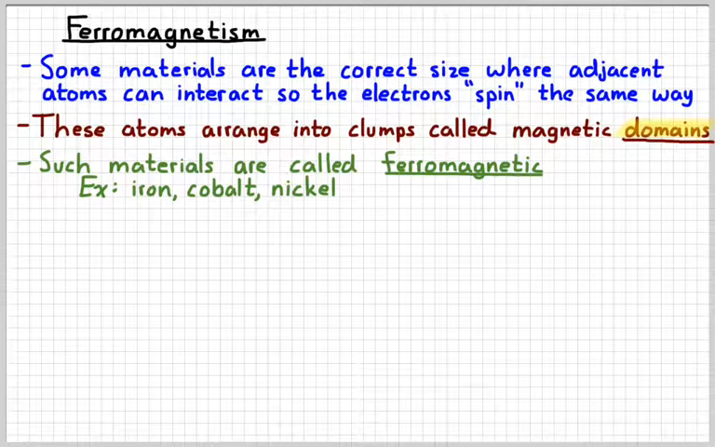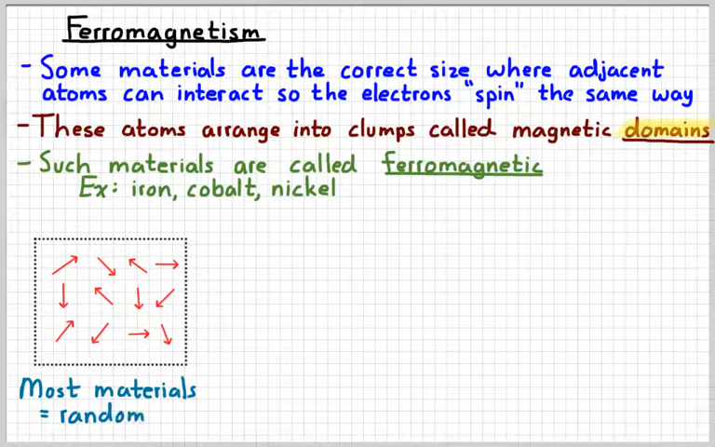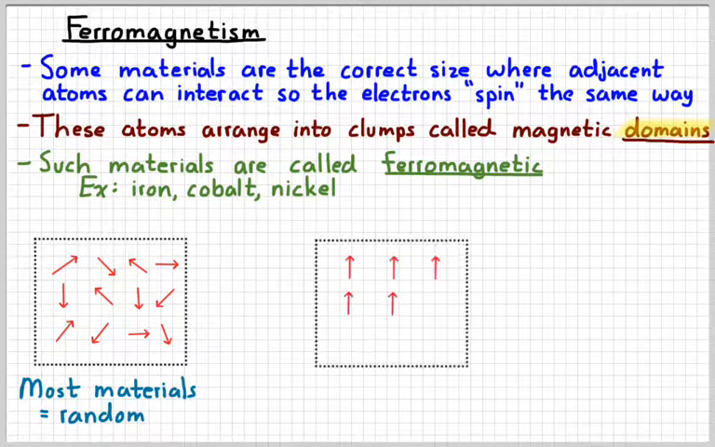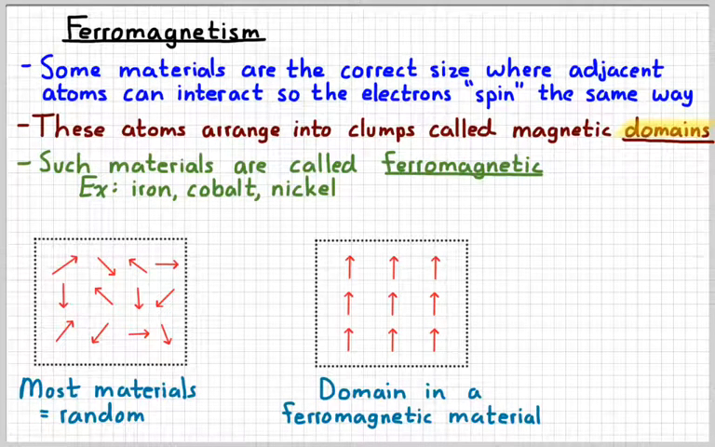this behavior. And so if you look at a common material, most materials, the electrons would be creating magnetic fields that are basically pointing at random. And so they kind of cancel each other out. In a ferromagnetic material, those electrons are all creating magnetic fields which point in the same direction. And so they kind of line up like this. And when they all line up, we refer to that as a magnetic domain.